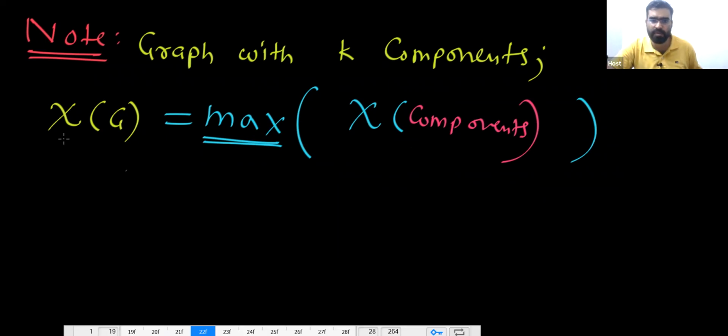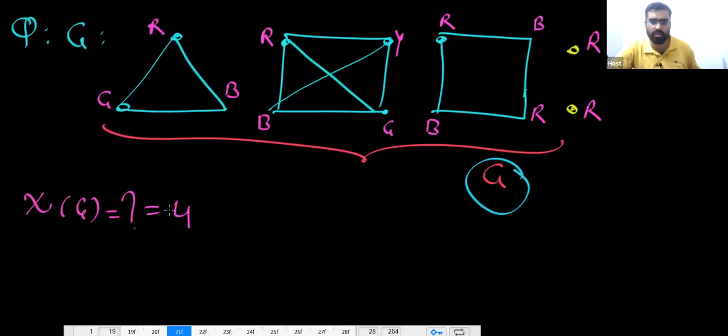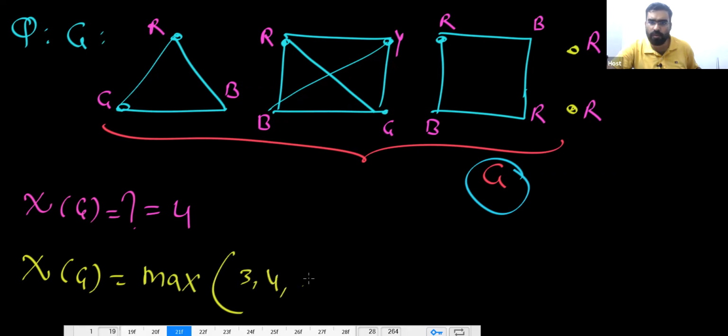Just take the maximum. That will be your idea. So for example, here this will be the maximum of 3, 4, 2, 1, 1, and that will be 4. This is what you have to take.